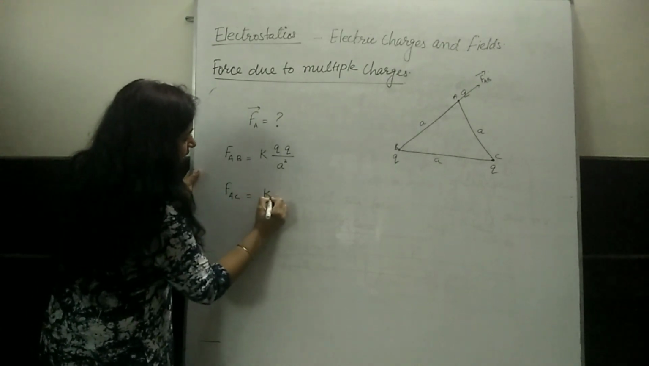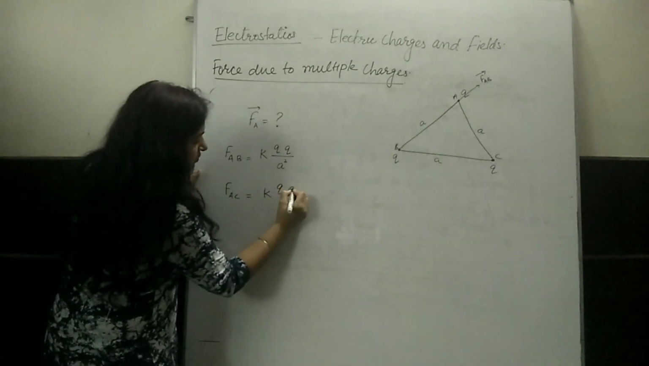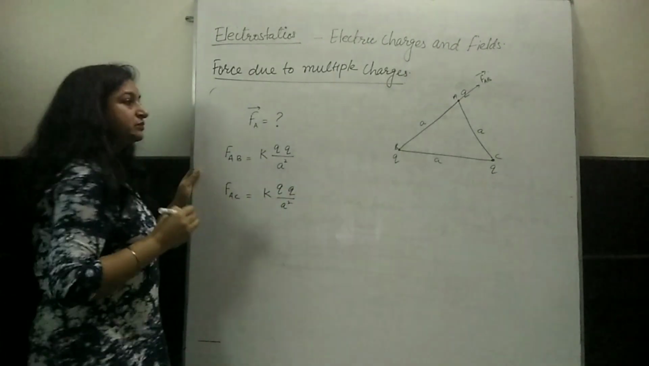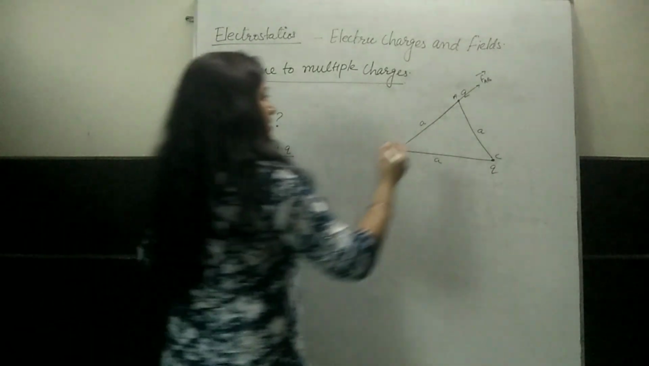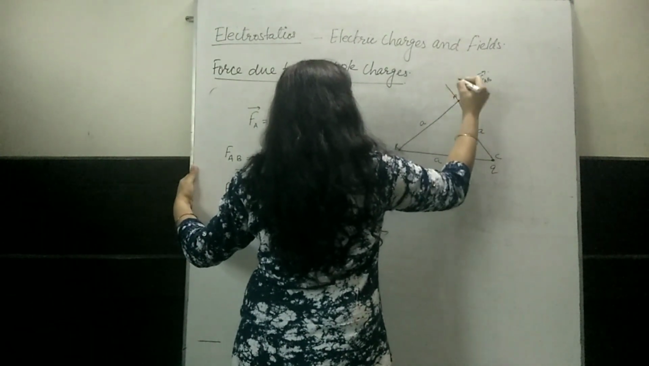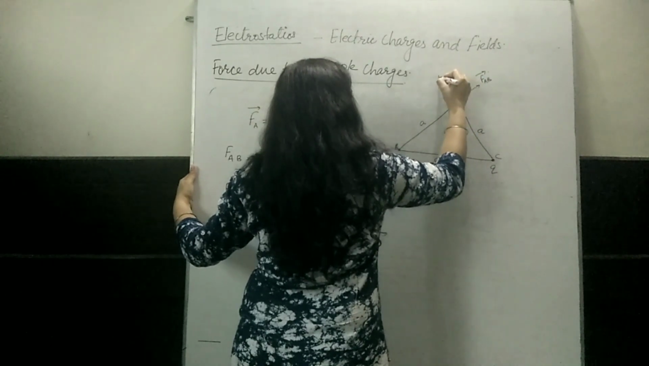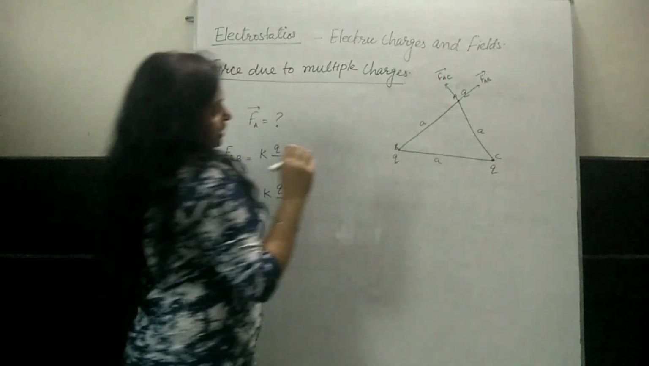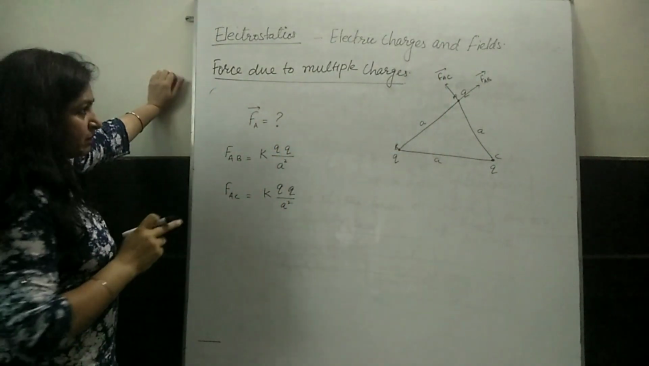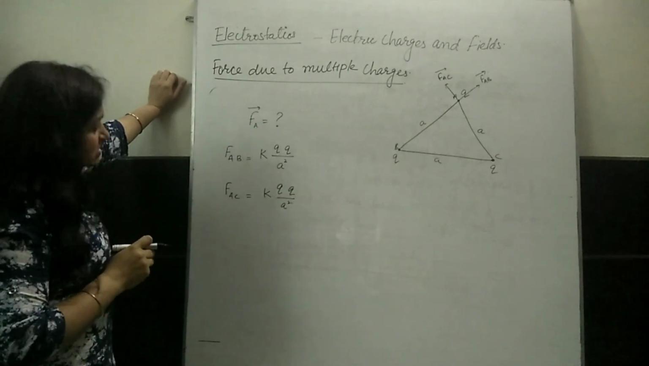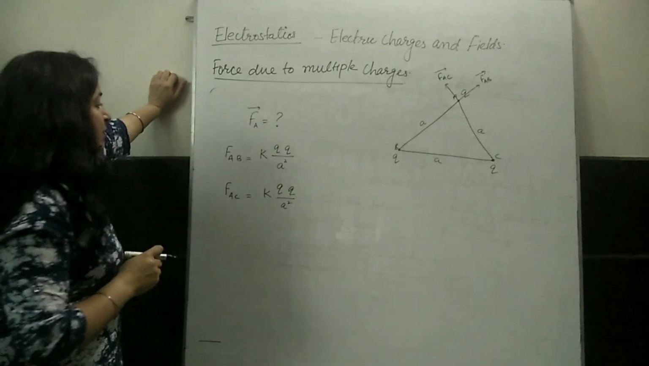That would be K Q over A square. And what would be the direction here? This direction is also away, because they are like charges. So this is the force on A due to C. So the direction of both forces is with me, and I have written the magnitudes of both forces, and you can see both forces are equal in magnitude.